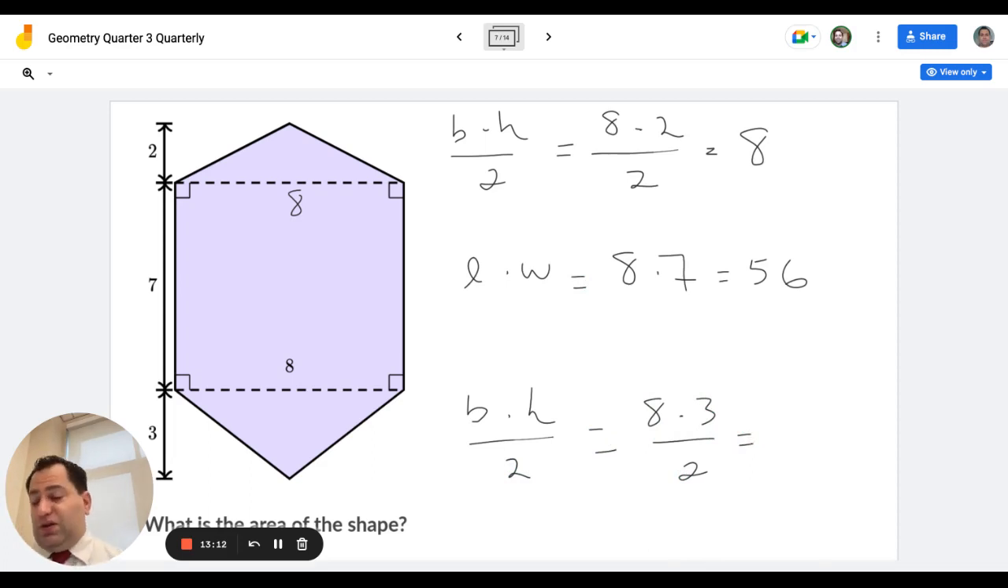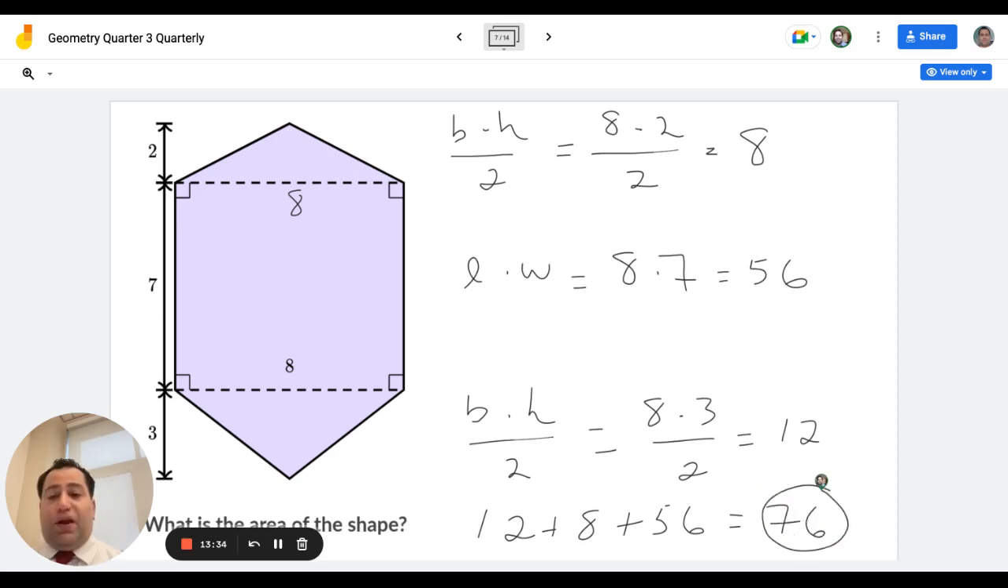8 times 3 is 24. 24 divided by 2 is 12. And then we have to just add these up. So we have 12 plus 8 plus 56. So we get 12 plus 8 is 20. 56 plus 20 is 76 area. So why don't you go ahead and give that composite area question a try.